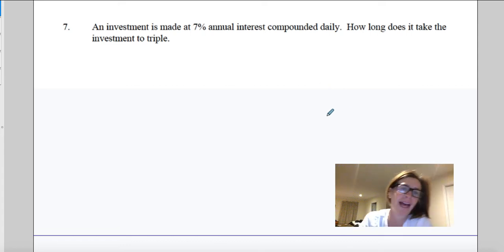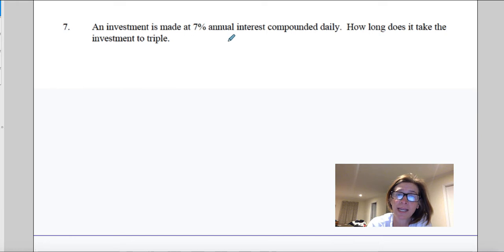Hi everyone, so I'm looking at a question from the Notepacket. It's the last page of the Notepacket on exponentials, number 7. It says here, an investment is made at 7% annual interest compounded daily. How long does it take the investment to triple?